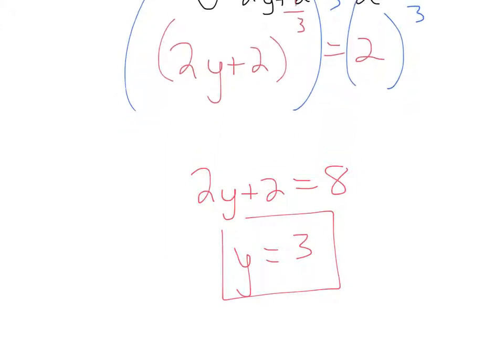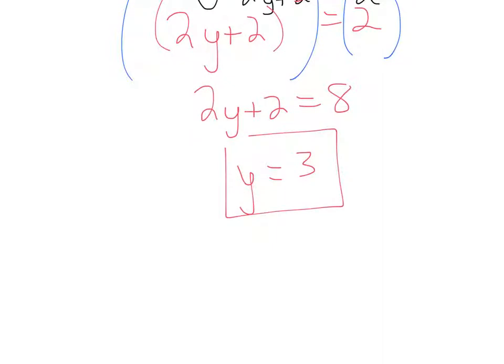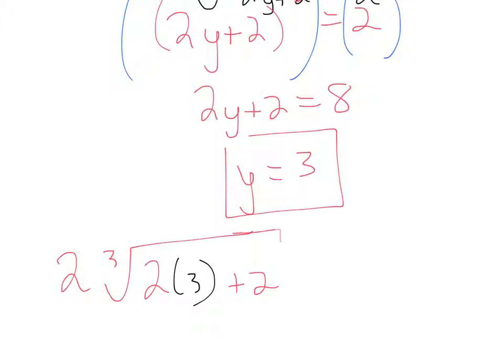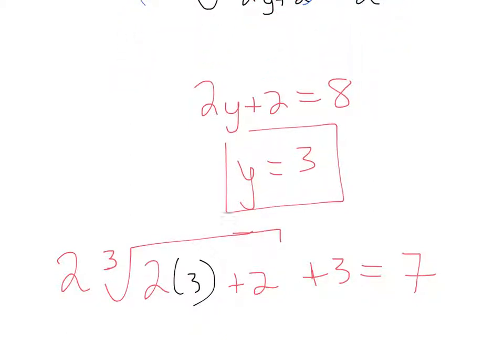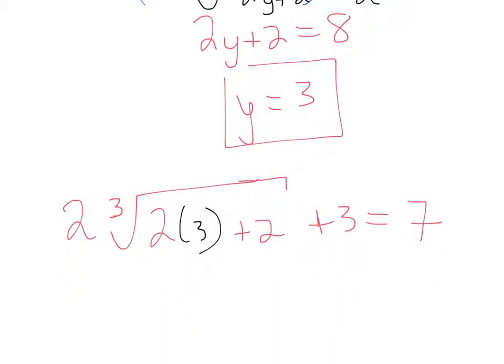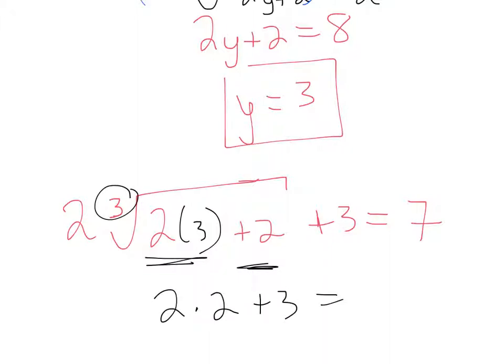I'm going to check it also so you can see. So here's my check. And again, the question is this statement true? I cannot move stuff, so just simplify at this point. Just simplify. 2 times 3 is 6. 6 plus 2 is 8. The cube root of 8 is 2, making this 2 times 2 plus 3 is 7. That is true. 4 plus 3 is 7.